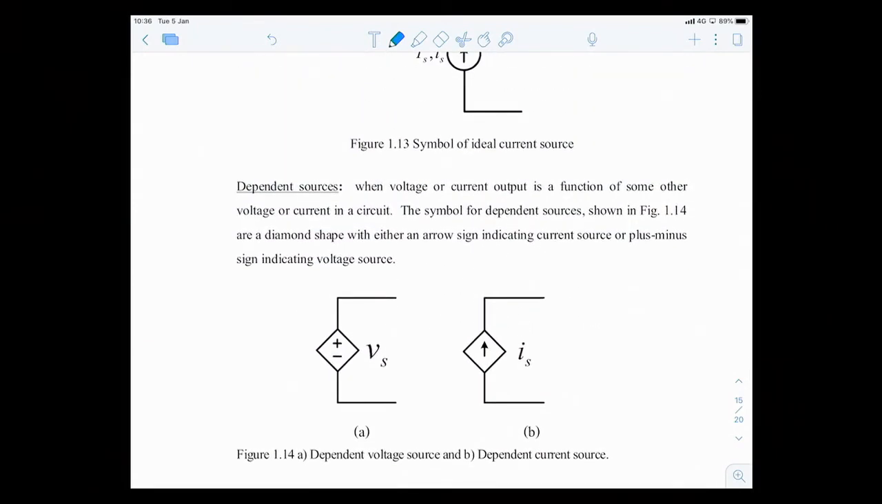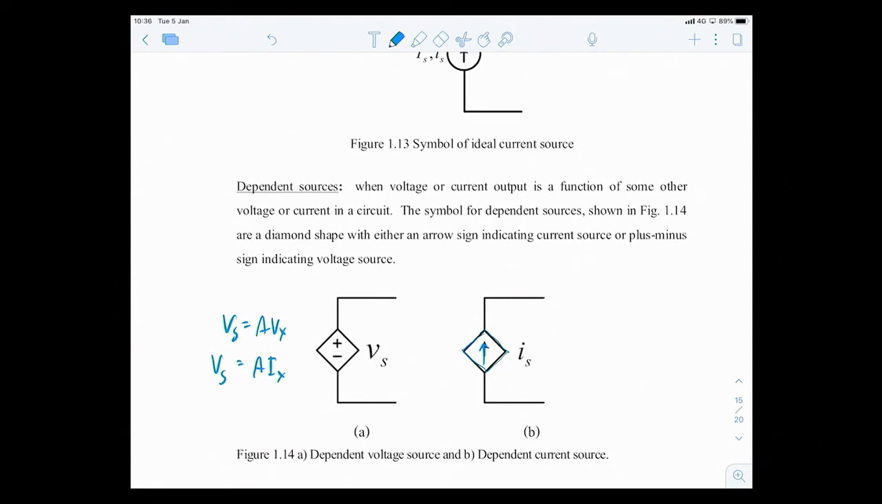It could be Vs equal to A Vx. This is a voltage controlled voltage source. Or it could be Vs equal to A Ix. It's a current controlled voltage source. If it's a dependent current source, it's also a diamond shape like this, but you know that it's current because there's an arrow inside telling you the direction of the current flowing.